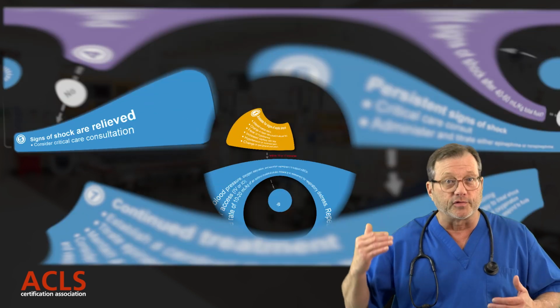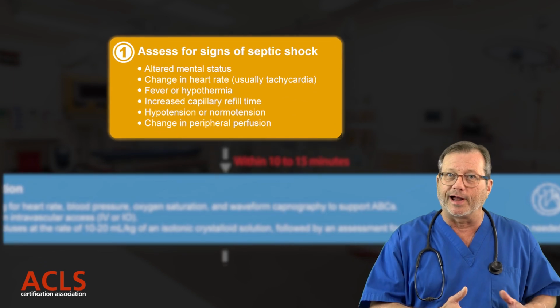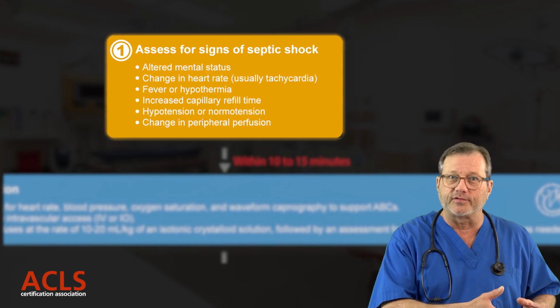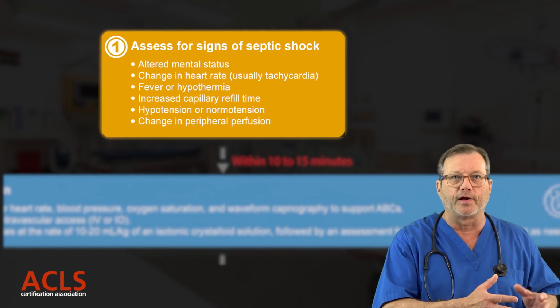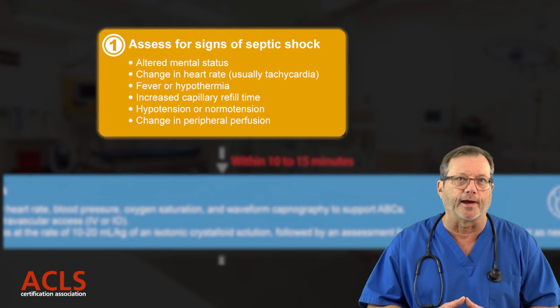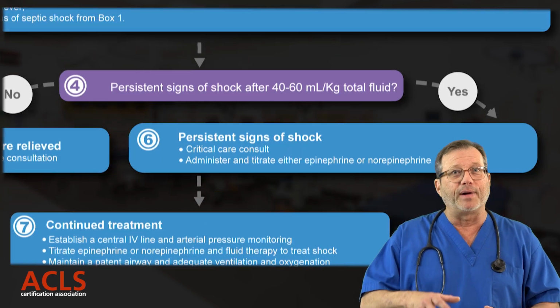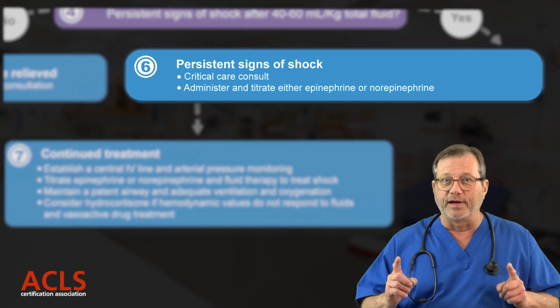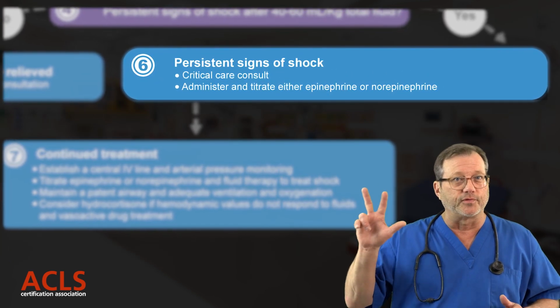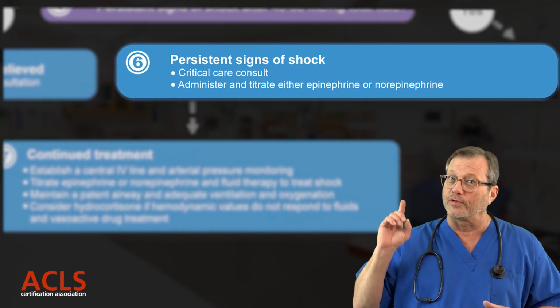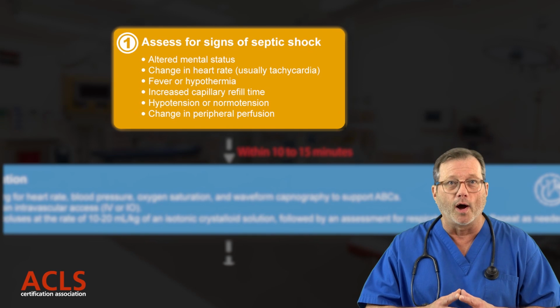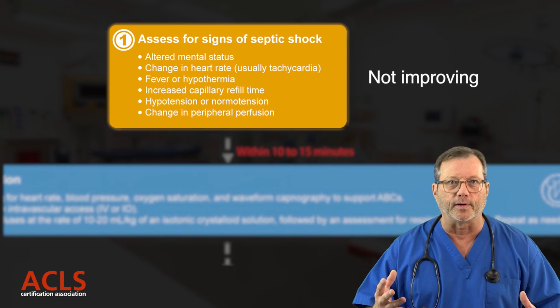And if the child has improved, they're still going to need an expert consult, because why did this kid get sick in the first place? And we want to make sure we adequately manage that event so the child doesn't become sick again. Moving on to box 6. This means they've gotten their 3 bumps of 20 mLs per kilogram and they're still not doing well because items from number 1, box 1, are not improving.